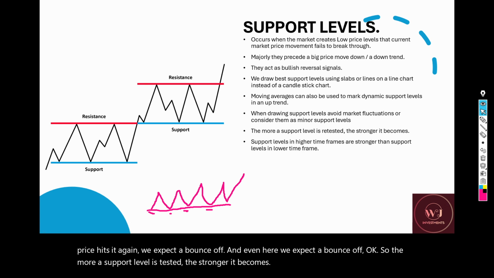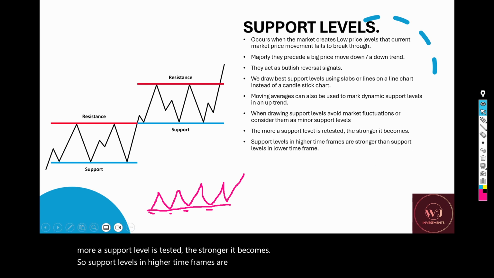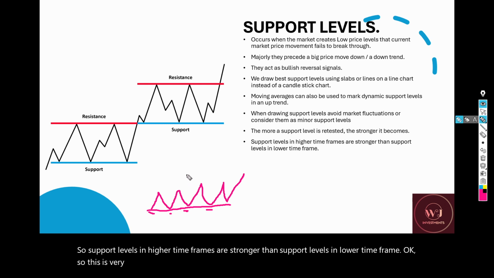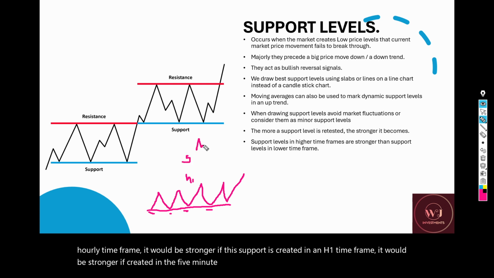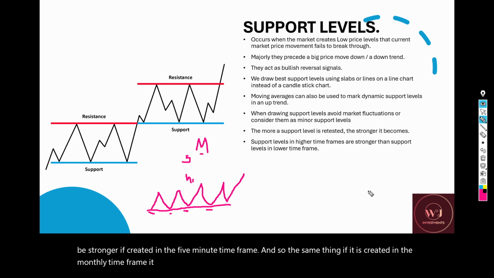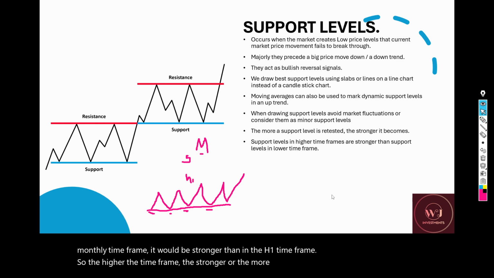So support levels in higher time frames are stronger than support levels in lower time frames. This is very clear. We are saying that if this support level is created in an H1 time frame, the hourly time frame, it would be stronger than if created in the 5-minute time frame. The same thing, if it is created in the monthly time frame, it would be stronger than in the H1 time frame. So the higher the time frame, the stronger or the more confirmation for that support level.